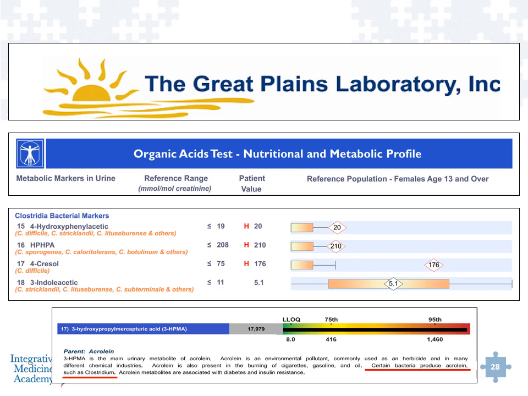The most common marker to show up is the HPHPA, but we also many times see 4-cresol and 4-hydroxyphenylacetic elevated as well. And so it is possible that in any given patient, if we find an elevated acrolein from the GPL-TOX, that it could be coming from Clostridia overgrowth if those are actually represented on the OAT, or at least that's in part why the acrolein might be high.